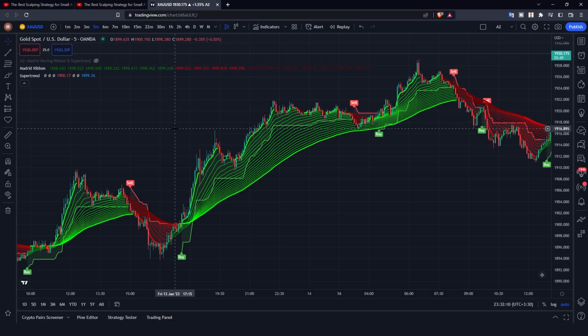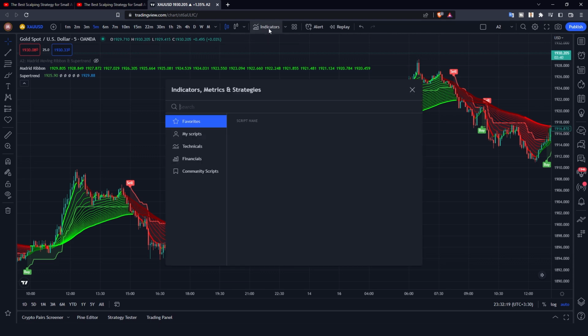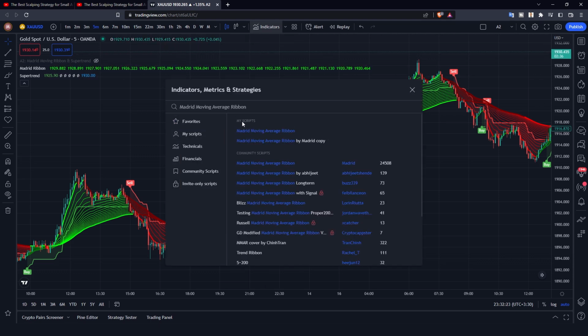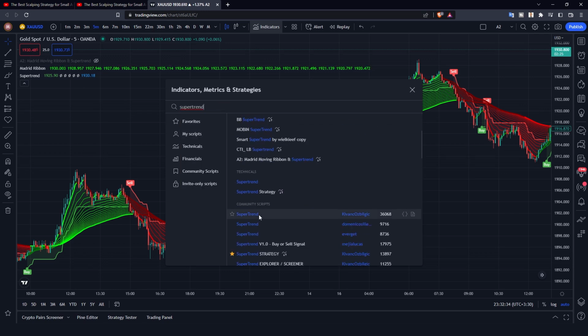Okay, this strategy is using two indicators. One of them is Madrid, that we search for here in the indicator section. We add this indicator to the chart from here, Madrid Moving Average Ribbon. The next indicator is Supertrend, and we also add this indicator to our chart. So this is our second indicator.